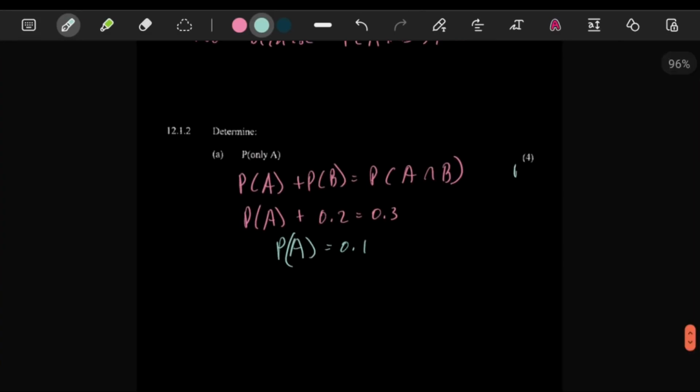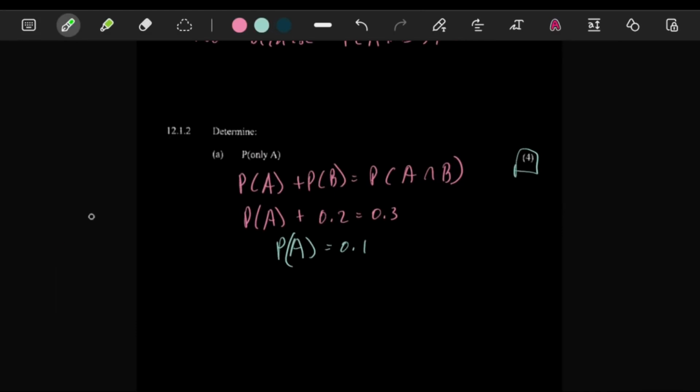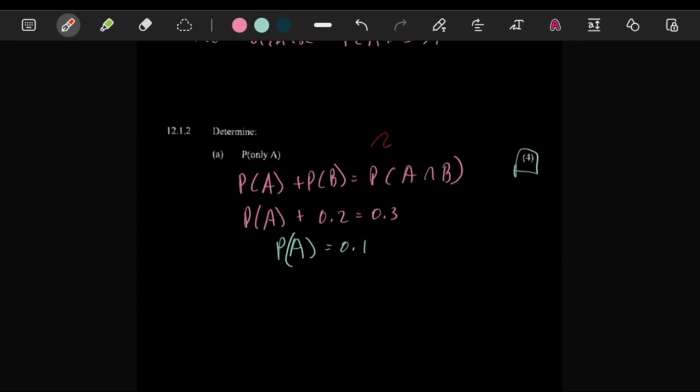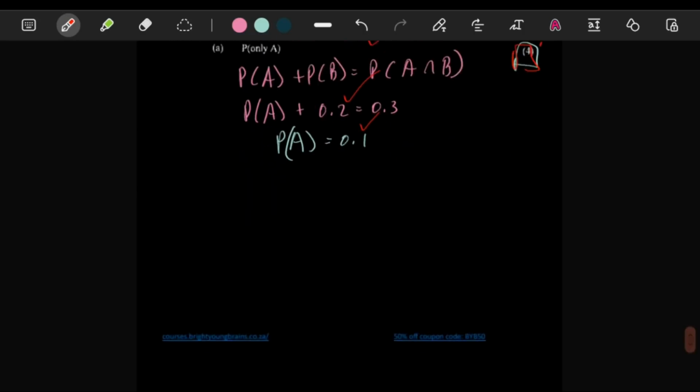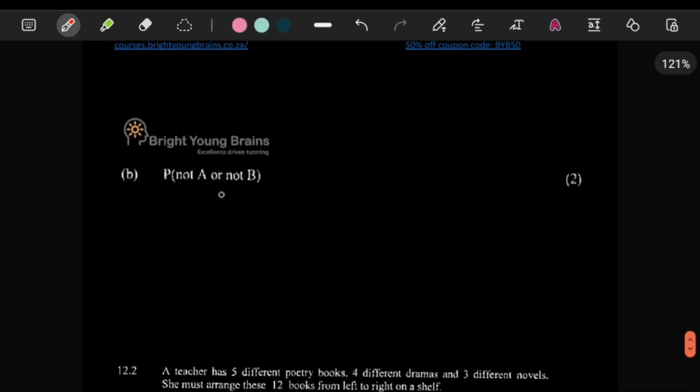4 marks. They are being generous here. And this probability section looks like it was pop and place. They'll give you a mark for the formula, a mark for subbing in, and a mark for the correct answer. But 4 though, I think that's too much. But why complain? The probability of not A or not B.